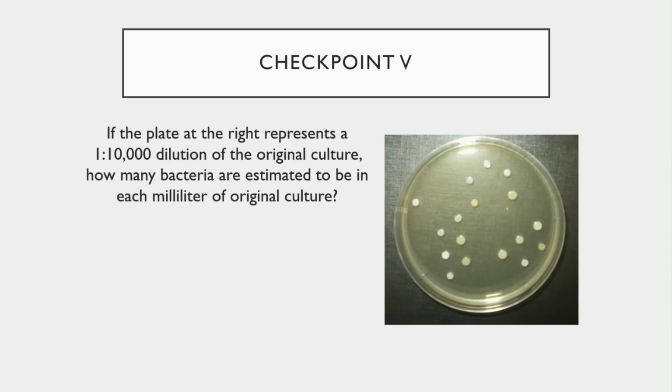So in this checkpoint, you need to count up the CFUs, times it by the dilution factor, and that'll tell you how many cells are in the original culture per milliliter.